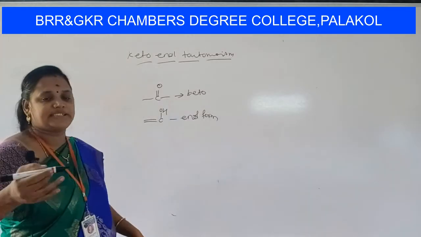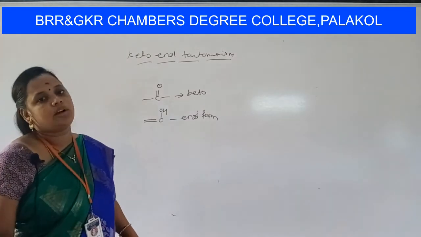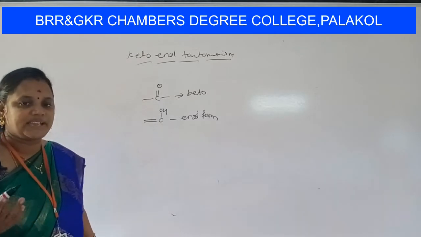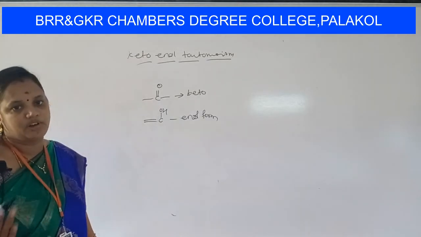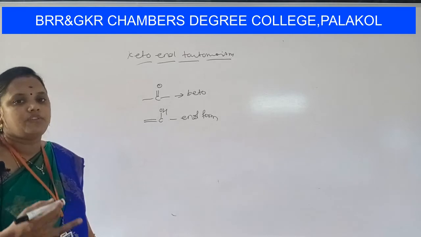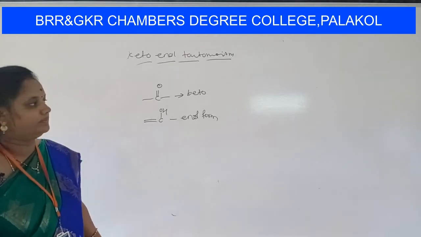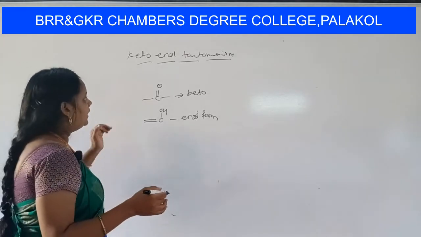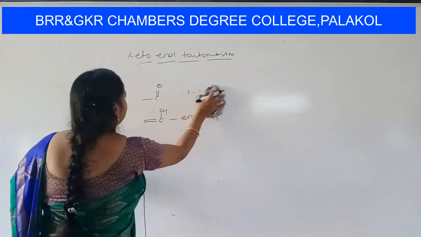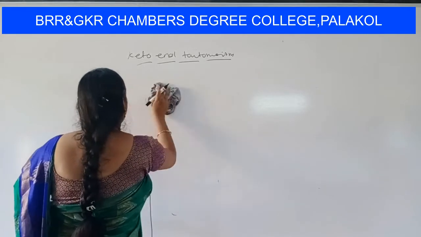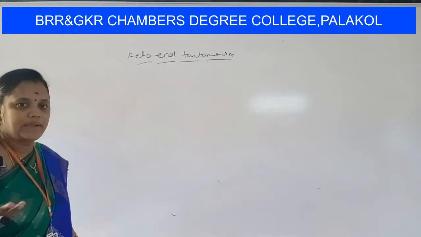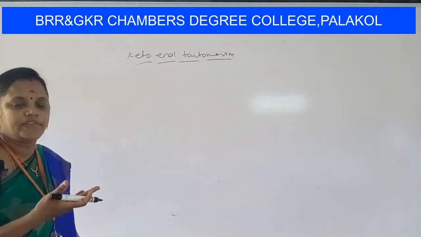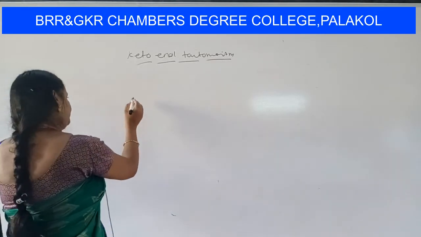Ketoenol tautomerism is exhibited by active methylene compounds. Active methylene compounds have two readily interconvertible forms. They are the keto form and the enol form. Okay students, let me first write the keto and enol forms of, for example, acetoacetic ester.